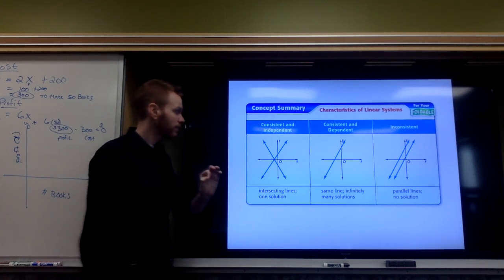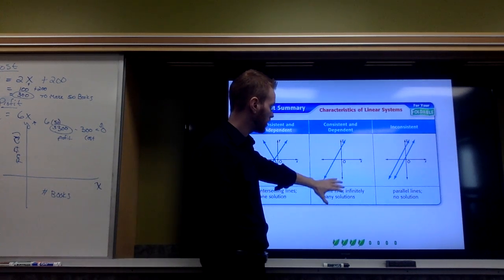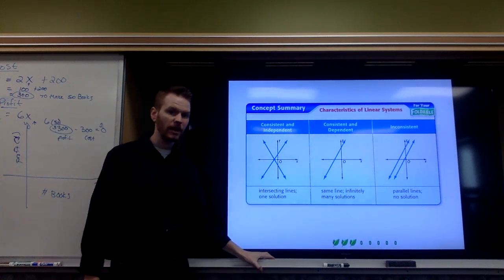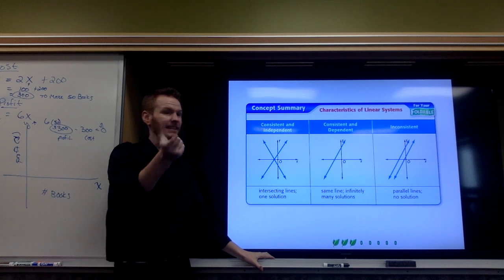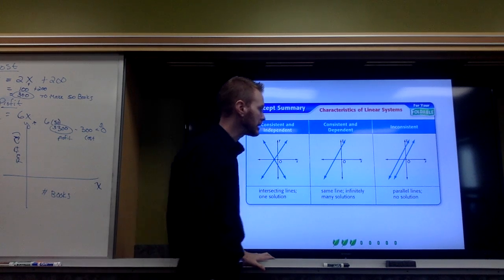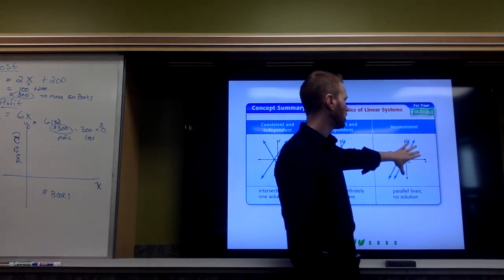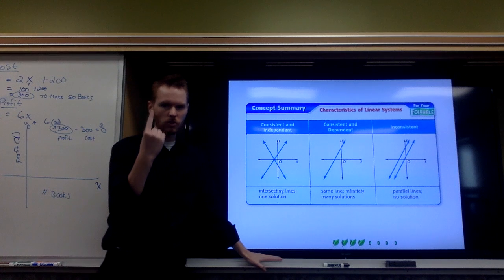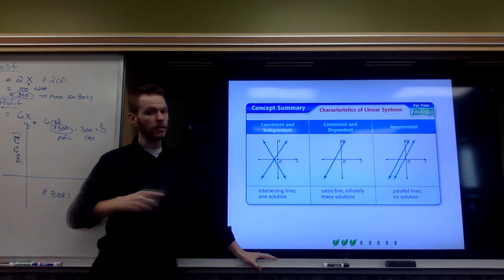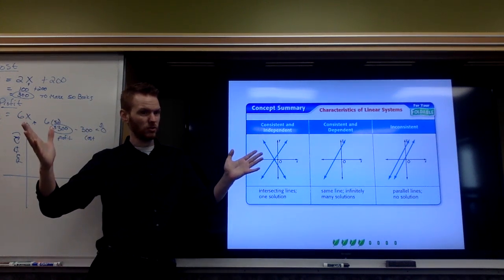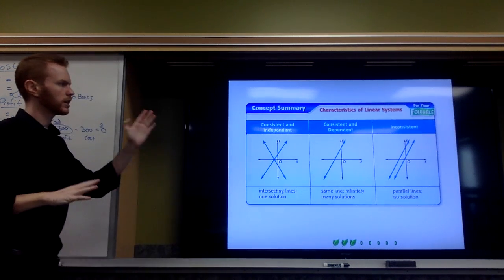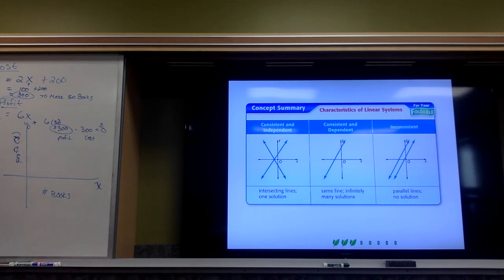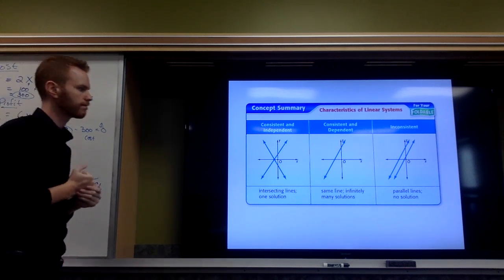Consistent dependent is one that's the same line with infinitely many solutions. So you might come up with 2 equations, but they're technically the same line, and we'll see that in the next video. And then we can have an inconsistent system, which means that they're parallel lines. There is not one solution that will work for both of them. Individually, they have infinitely many solutions, but together they don't have one that works for both. These are just characteristics of linear systems, and we'll talk about more of these in the next video.